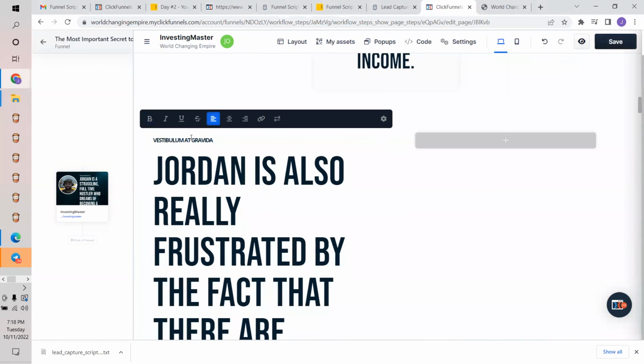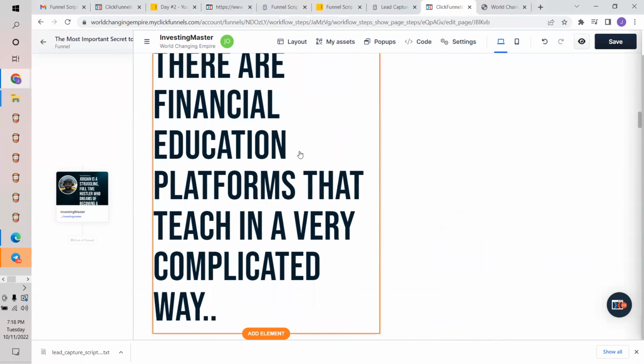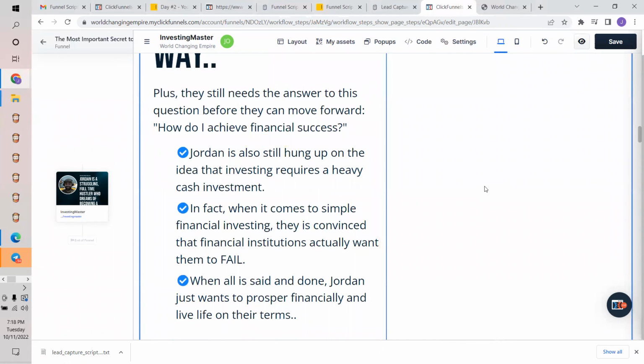I probably don't need this. I don't even know what this is. It's some gibberish. Let's get rid of that. Okay. Jordan is also really frustrated by the fact that there are financial education platforms that teach in a very complicated way. Plus, they still need the answer to this question before they can move forward. How do I achieve financial success?